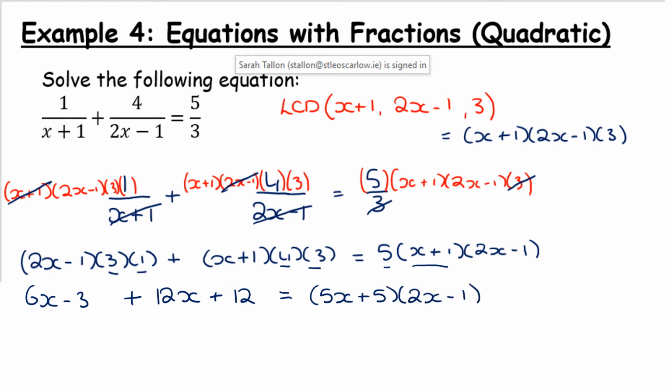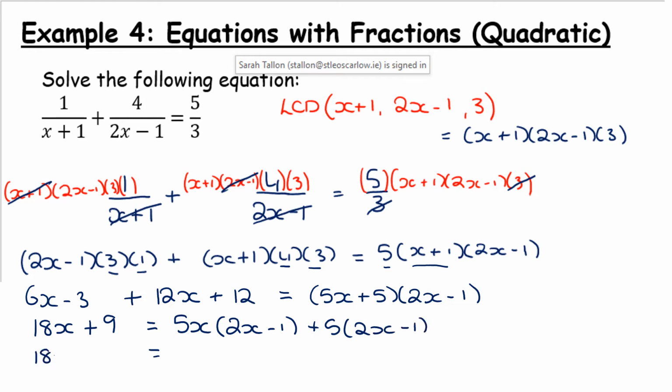So I'm going to clean up the left-hand side here. So that gives me 18x plus 9 equals, now I'm going to split this bracket to multiply it out, so I get 5x times 2x minus 1 plus 5 times 2x minus 1. The left-hand side is just staying as is for a little while, so I get 10x squared minus 5x plus 10x minus 5.